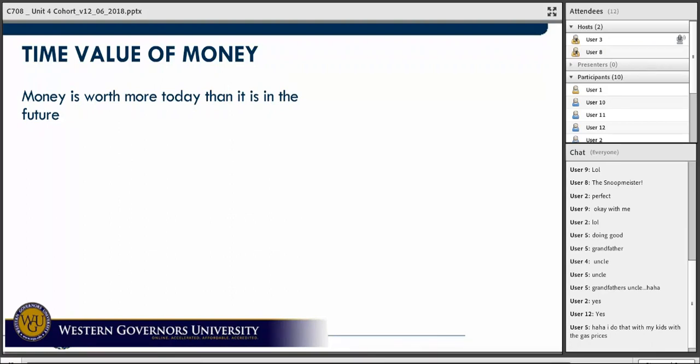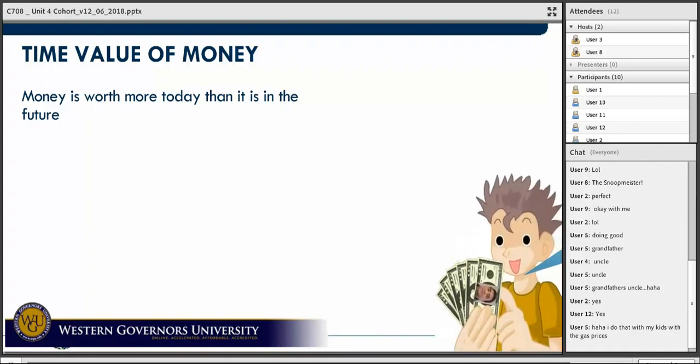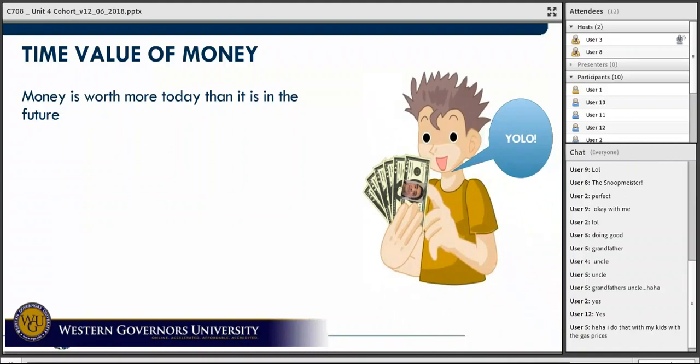So you do that with your kids with the gas prices. I do that with my kids too. I was just driving with my son the other day and I said, I remember when gas was 75 cents a gallon. So I think we all do it. So the idea is that, and there's a representation of my son and his "you only live once" slogan, and if he's got it, he wants to spend it. Although he's been asking me about the market lately, so I'm kind of proud of him for that.